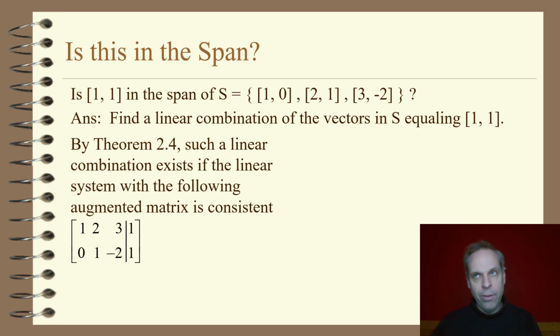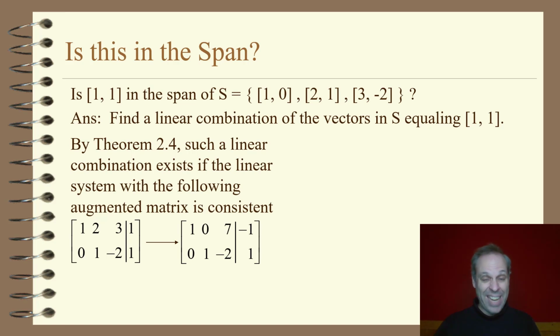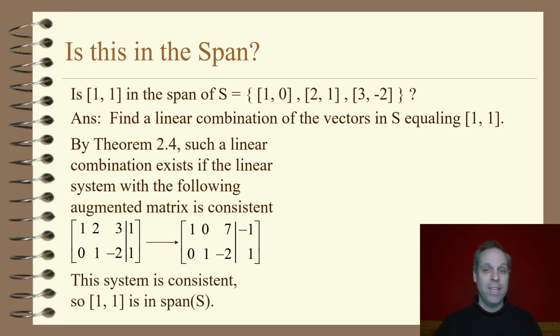By our theorem, if that's true, all we have to do is find out if the augmented matrix, whose last column is the target vector and whose other columns are the vectors I'm using in the linear combination, is a consistent system. If it is consistent, then there is a linear combination of these vectors that adds up to (1, 1), and that means (1, 1) is in the span. So let's find out, is that system consistent? To do so, we just row reduce it. You can now see that the constant column does not have a leading 1. Because of that, there is a solution, because that system is consistent. So yes, that vector is in the span.